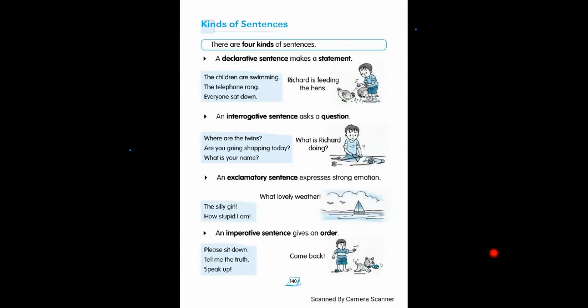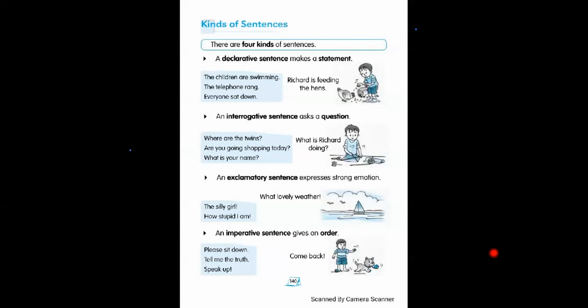So next, interrogative sentence. What are interrogative sentences? They ask a question होता है. Yes, and they end with a question mark. What are you doing? That is an interrogative sentence. Next, exclamatory sentences. What does the exclamatory sentence express? Strong feelings. Strong emotions. Very good. From the name itself, this kind of sentence ends with an exclamation mark or exclamation point.